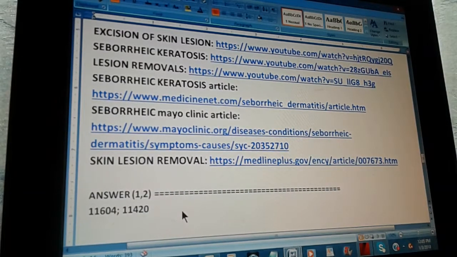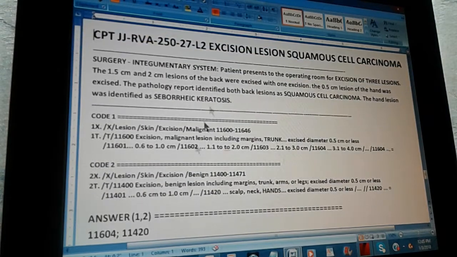So 1, 2, 3. Okay, this is the summary of the whole problem. It's a CPT JJ-RVA, page 250, exercise 27, and this is a level 2 exercise, and the keywords are excision, lesion, squamous cell carcinoma, and seborrheic keratosis.